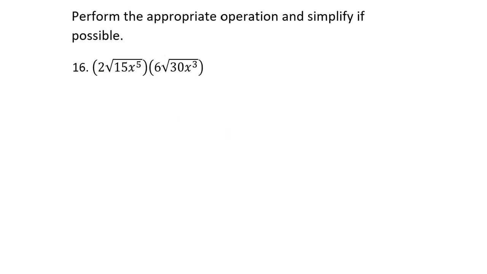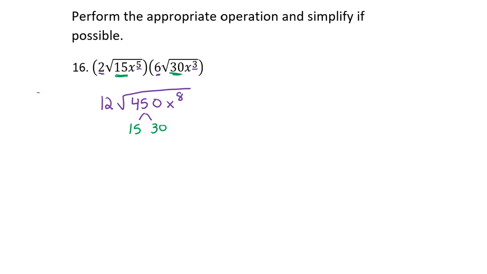All right, so this is going to be multiplying two radicals together. This is problem 16. And so we're going to go 2 times 6 to make 12. 15 times 30 is 450. And then once again, when you're multiplying, you add exponents. So that would give us 8. Then I'm going to break down 450 to 15 and 30, which you may notice is right here.